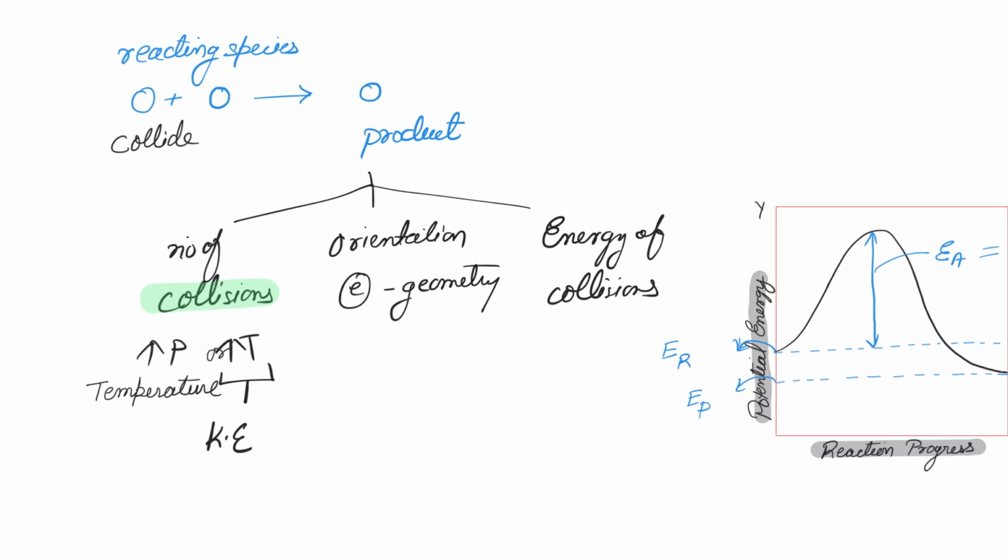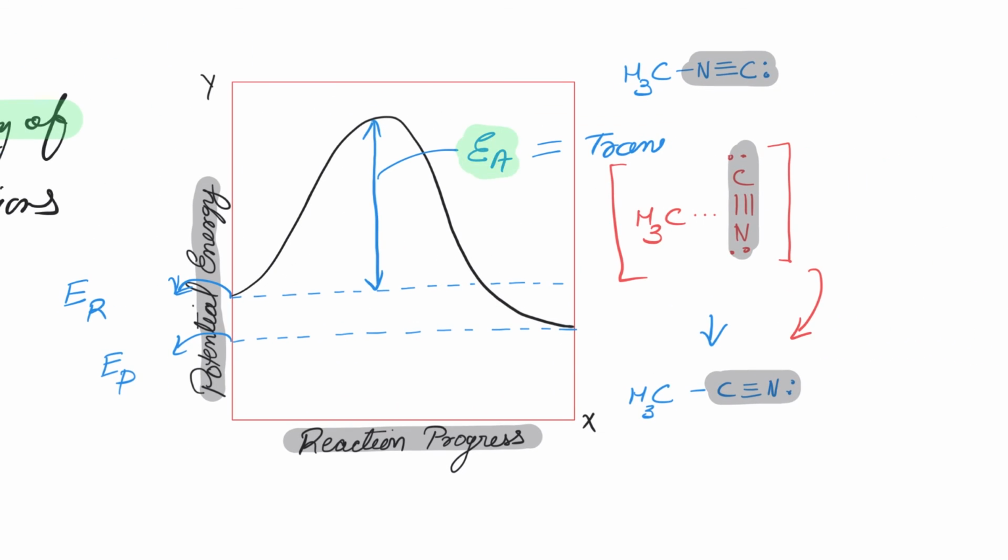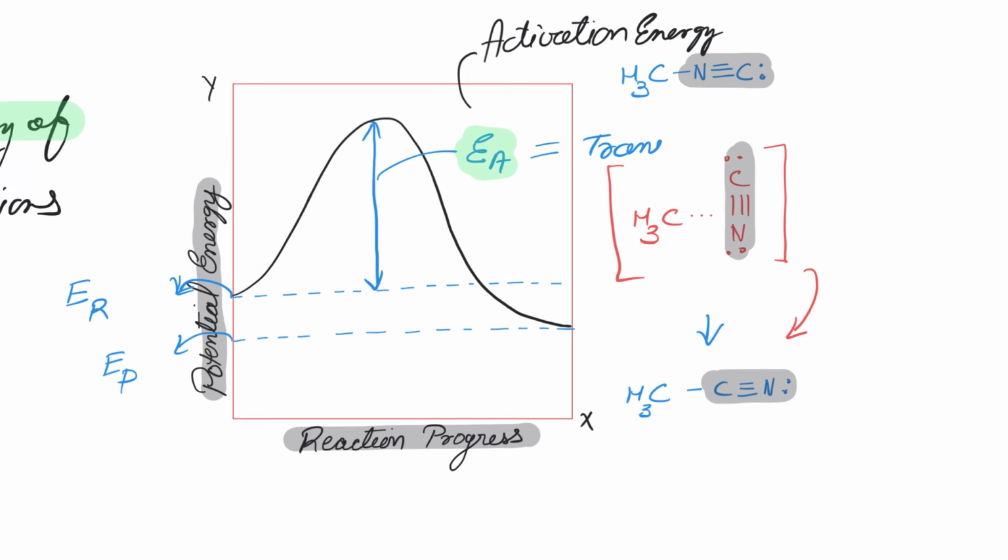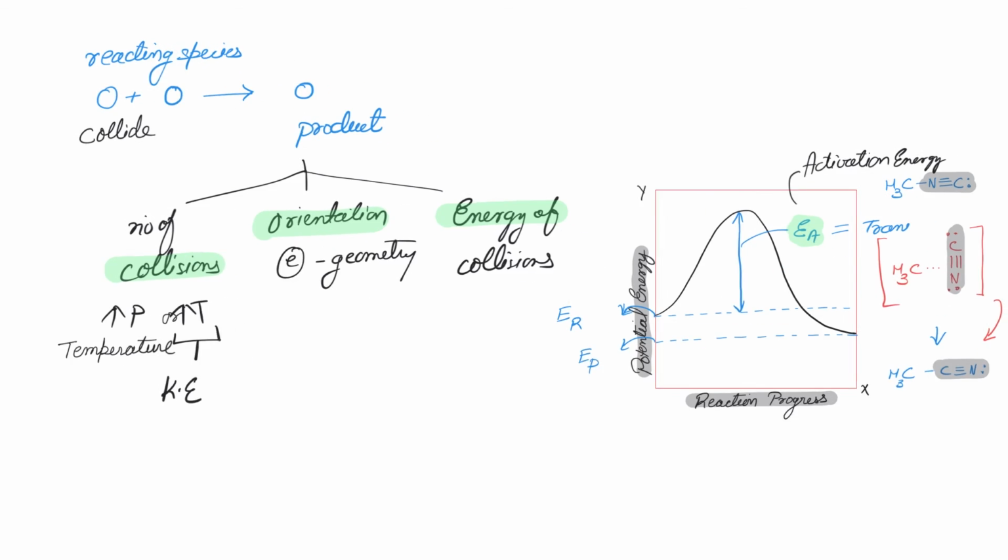The second is the orientation of these collisions that are happening. It has to happen at a certain direction so that the products can be formed. And the third is the energy of these collisions that are happening. And for that, we define a term called Ea, that's also termed as the activation energy, which is the energy difference between the energy of the reactants and of the transition state, the state after which the product can be formed. So this is the summary of the collision theory.